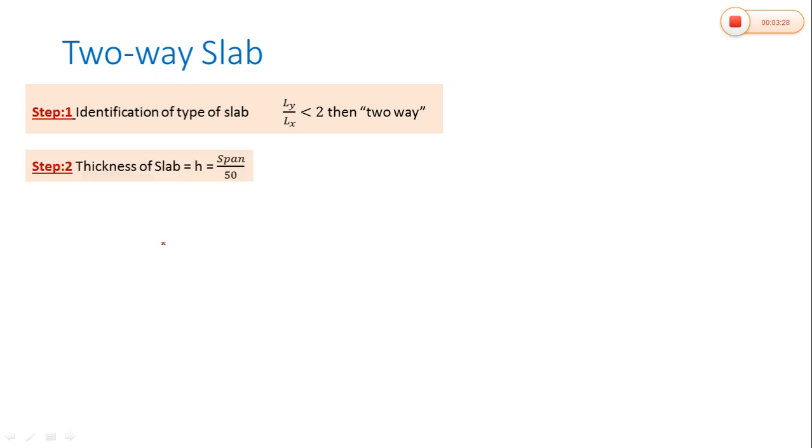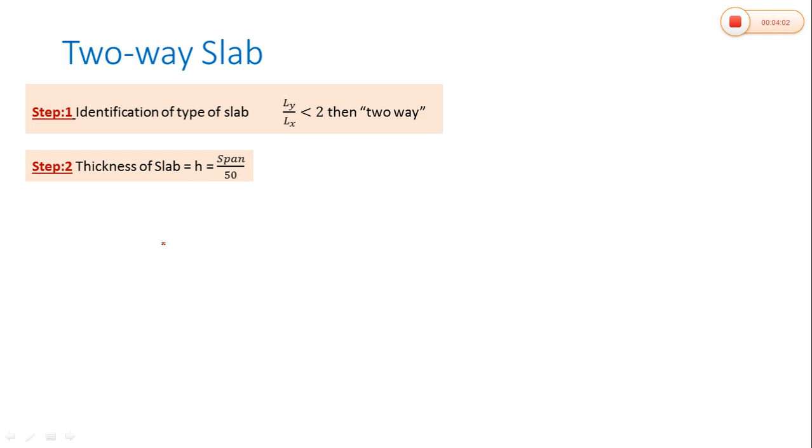Step 2 is the thickness of slab. We are going to identify the thickness of two-way prestressed slab, and for this we are going to use the empirical formula, that is span divided by 50. So here we are going to take the span in meters so that we get the thickness in meters, or when we take the span in mm, then we'll get the thickness in mm. So step 2, thickness of slab, we are going to calculate by the empirical formula span divided by 50.